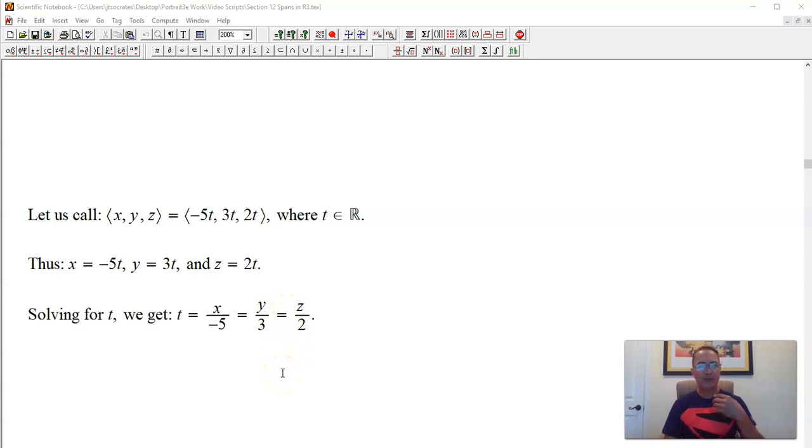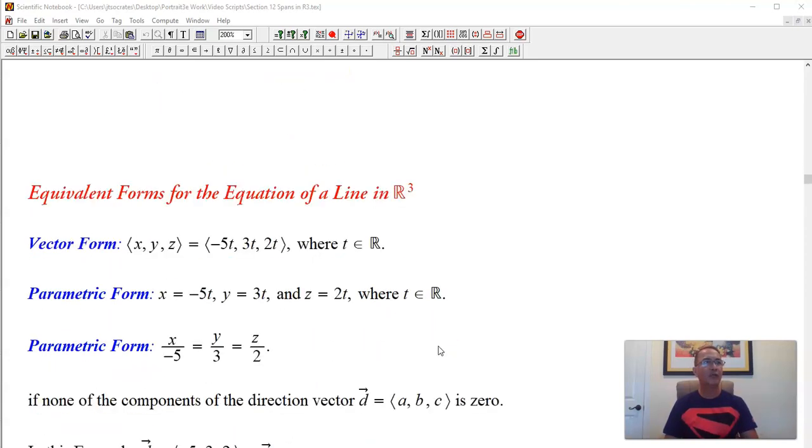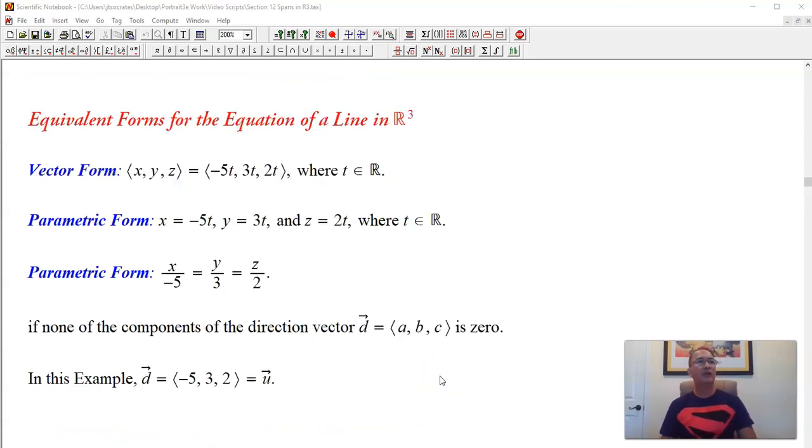So unfortunately, we're not going to do that. Okay, that's a little bit too cumbersome. So what we're going to do is give these equations names. Okay, so the vector form for the equation of a line would just be what we started out with. So x, y, z is -5t, 3t, 2t, where t is a real number. Parametric form, just break down that single equation into three equations. So x is -5t, y equals 3t, and z equals 2t. Symmetric form, we're going to just keep these three equations. So even though there are two equal signs here, there are actually three equations, because x over -5 is y over 3, y over 3 is z over 2, but x over -5 is also z over 2.